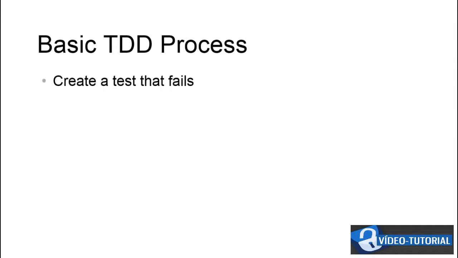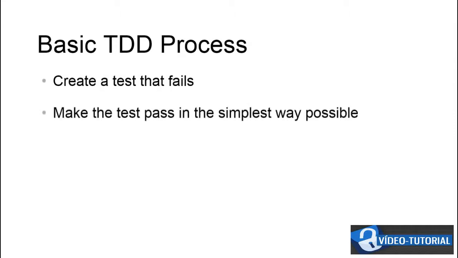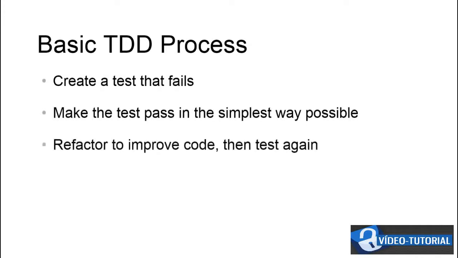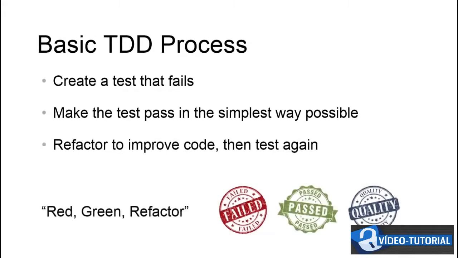Next, we make the test pass in the simplest way possible so that we get the basic structure of the test and we verify that our assertion statement makes sense. Finally, we refactor the code to solve the problem in a more elegant or efficient way in the general case and make sure that the test still passes. You'll hear this process referred to as red-green refactor.